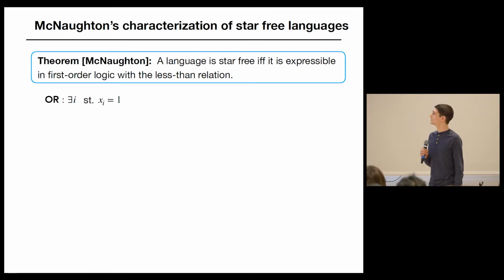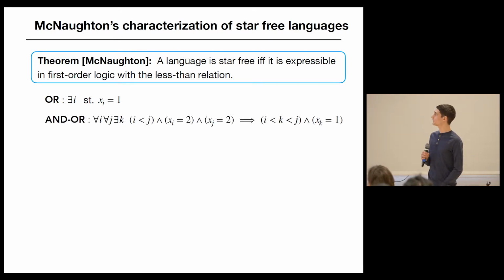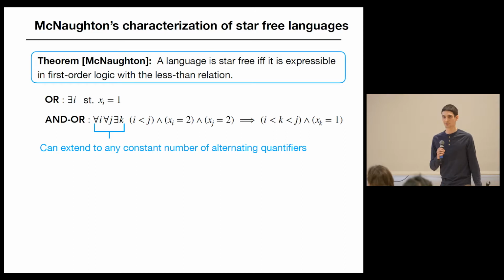So for instance, the OR, this is star-free, and we can write it as there exists some index i such that there's some bit x_i which is equal to 1, right? Or AND-OR, which is also star-free, we can write as for all indices i and j that are equal to 2, that are separated apart, there exists some index k in between them such that k is 1. So this is also star-free because of this expression. And what McNaughton's theorem says is that we can have any number of alternating quantifiers that we want here, right? We can extend this to any constant number of quantifiers, and that'll still be star-free.